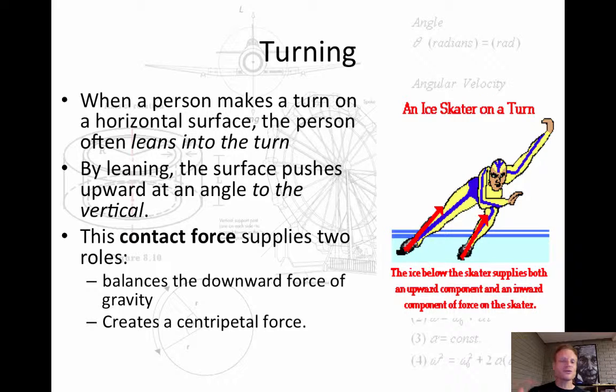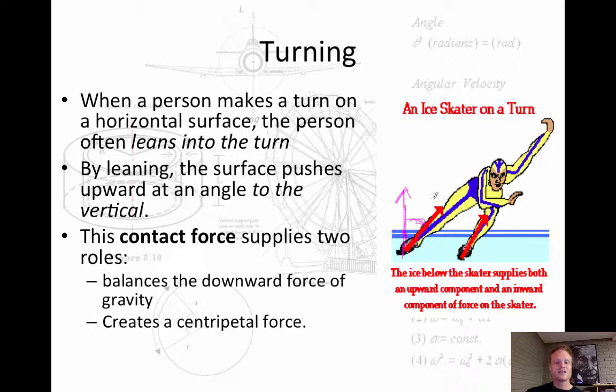Beyond roller coasters, I don't know if you guys checked out the Olympics, especially the Winter Olympics. If you watch an ice skater make a turn, in particular in speed skating, on a horizontal surface, the person often leans into the turn. And you may say, why do they do that? Well, leaning into the turn causes the surface, the ice, to push upward at an angle to the vertical. So instead of just being straight up and down, you now have this angle here.